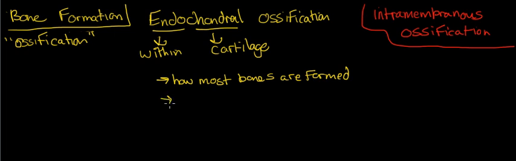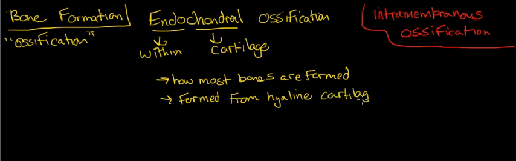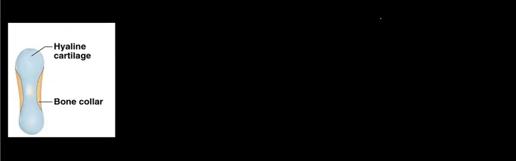And as I said before, it's formed from cartilage, and hyaline cartilage specifically. This will make more sense as we go through the steps here. So to begin, you have this hyaline cartilage bone model. And the first step is to form a periosteum around that cartilage model. Step one.